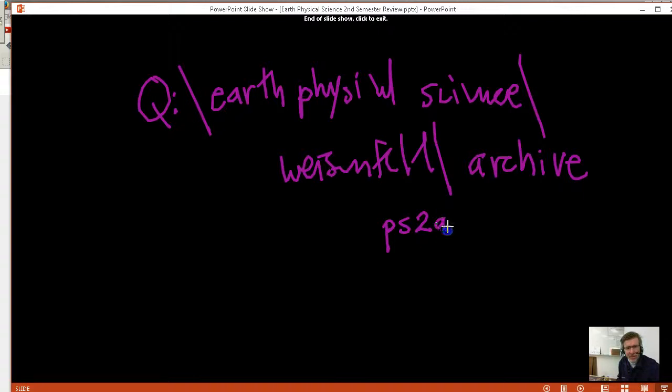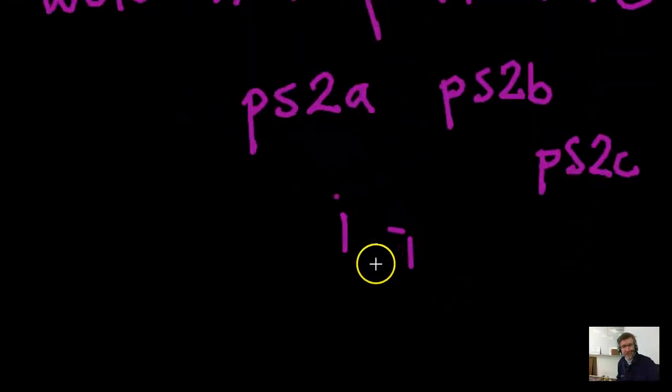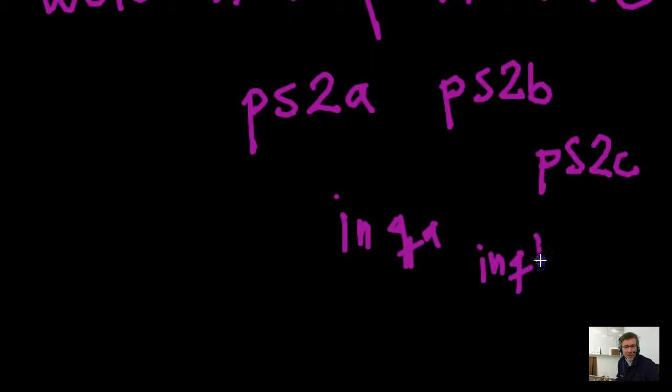If you need to know about the structure of the atom, look for names that start with PS2B. If you need to know about the periodic table, look for things that begin PS2C. If you need to know about bonds, look for things that start with PS2A. INQA if you need to know about inquiry A, writing questions, inquiry B if you need to know about procedures, or inquiry C if you need to know about writing conclusions.